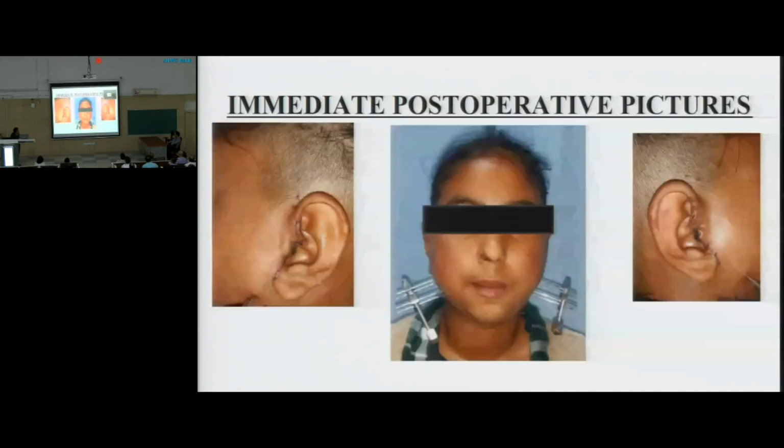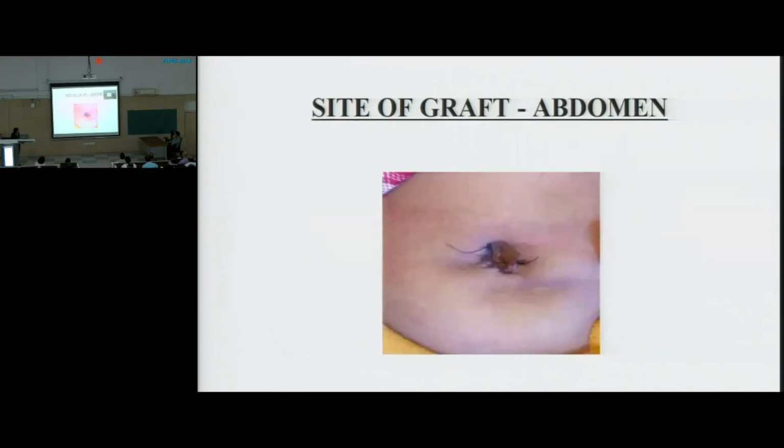And then this is the immediate picture of the patient. If we can see here, it is just this very small incision. Through this very small incision, we could get a beautiful exposure of the entire TMJ. And this is the immediate post-operative picture of the patient. And the site of the graft, the abdominal graft, was also just a periumbilical incision, which is very minimally invasive, and it was also healed.